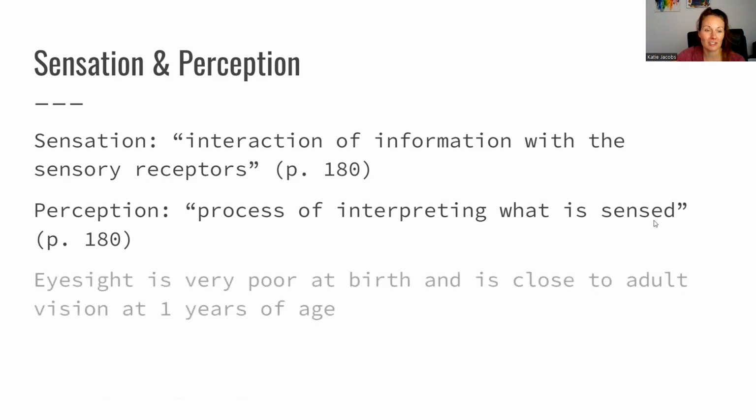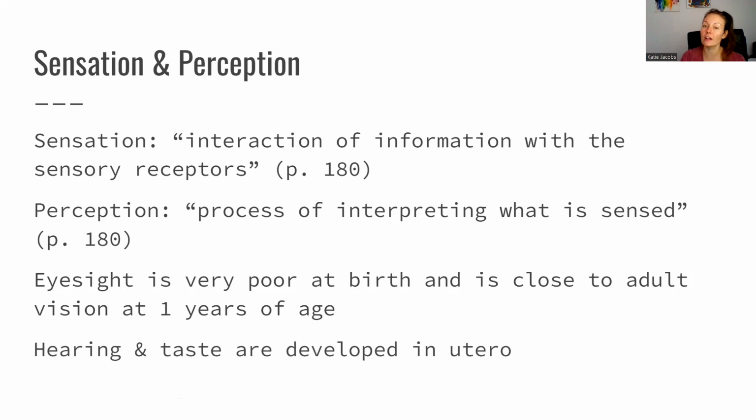It's a really interesting area. So again, eyesight is very poor at birth, but is very close to adult vision at 1 year of age, which is really interesting because if you think about that within the context of motor development, what else happens? What else did I tell you happens around age 1? You're right. That's when a lot of kids are starting to be super mobile, walking around. And it's really important that they're able to see while they're doing that, or it can cause a lot more problems and injury.